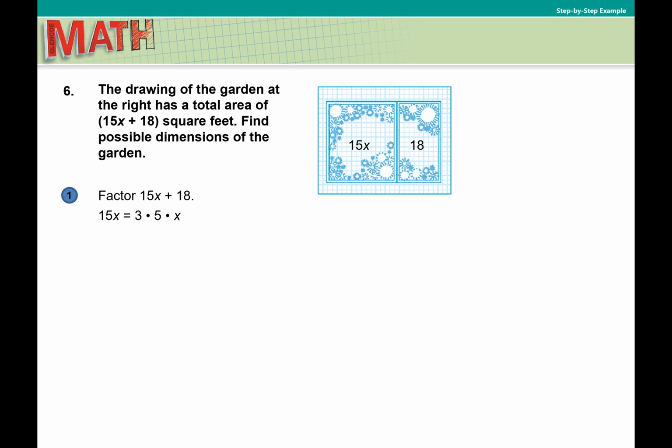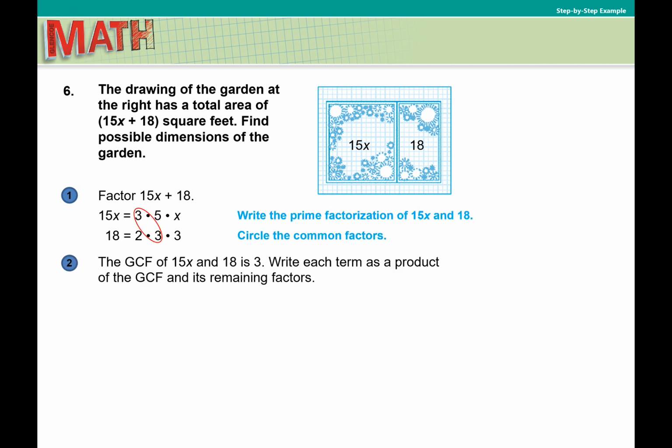15x is 3 times 5 times x. 18 is 2 times 3 times 3. Circle the common factors, which is, in this case, the 3's. So the greatest common factor of 15x and 18 is 3. Now, we have that greatest common factor, which is going to go on the outside of the parentheses.